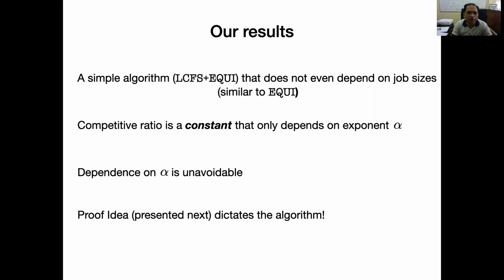Next, I'll present a proof idea, which in fact dictates the algorithm choice. So this is kind of weird. Generally, we propose an algorithm and then look at its analysis. Here, the proof idea is what's actually going to dictate the algorithm.